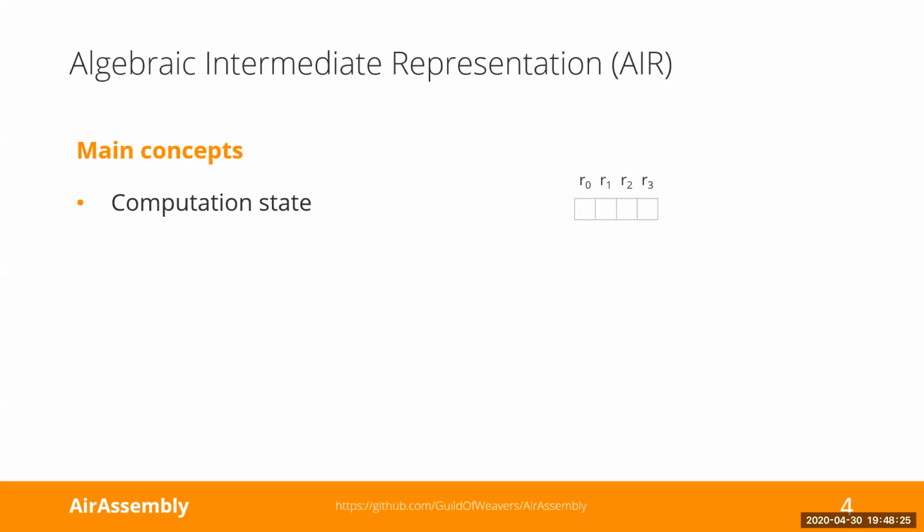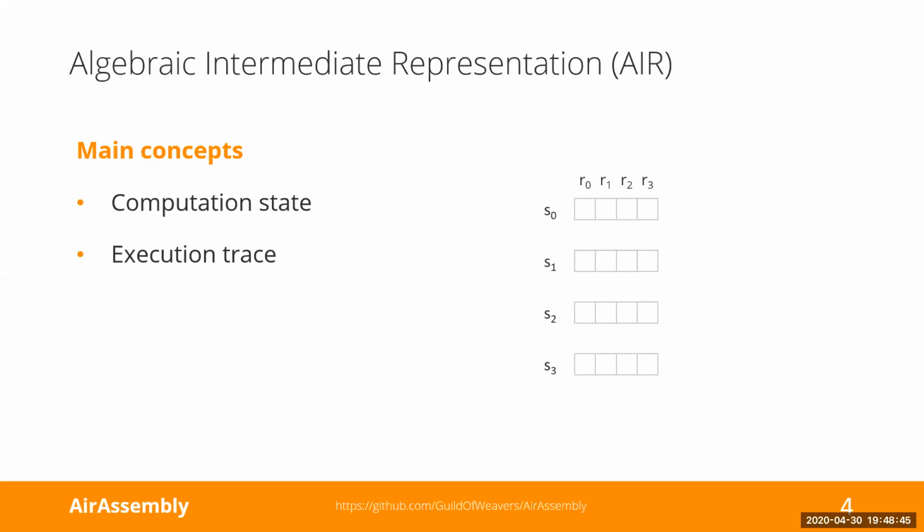The first one is the concept of a computation state. If you think about a computation as, for example, being run on a processor or a CPU, a CPU has registers, and you can think about the computation state as the values that those registers have at a given point in time. That's a conceptually very useful way to think about a computation from the AIR standpoint. Now, the next thing is the execution trace.